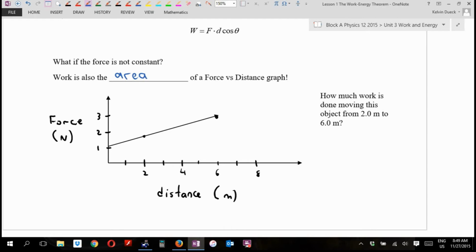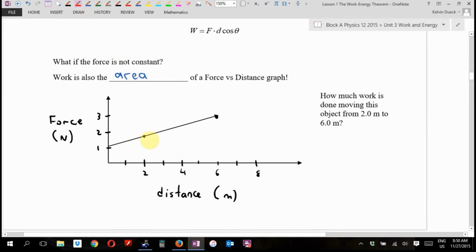This question, what kind of a graph is this? What's on the y-axis? What's on the x-axis? This is the force versus distance graph. But notice the force is getting higher, increasing, not constant, changing. To do that, you either need calculus, which most of you don't have yet, or you need a graph. So I asked, how much work is done moving this object from 2 meters to 6 meters?